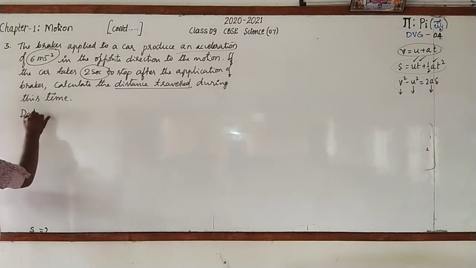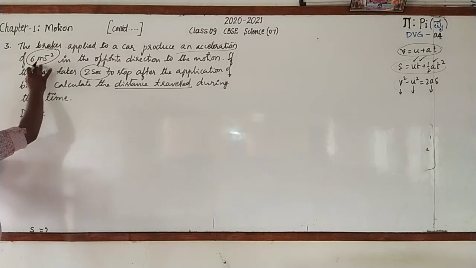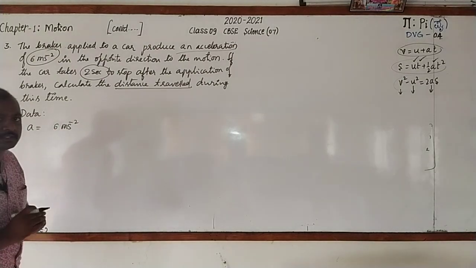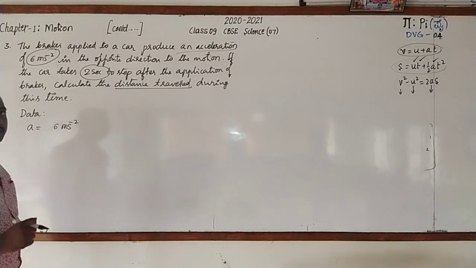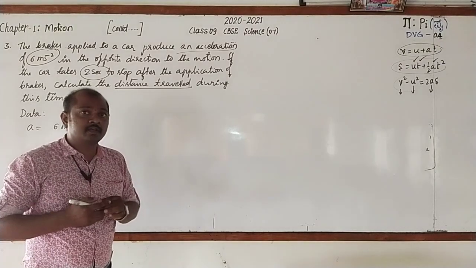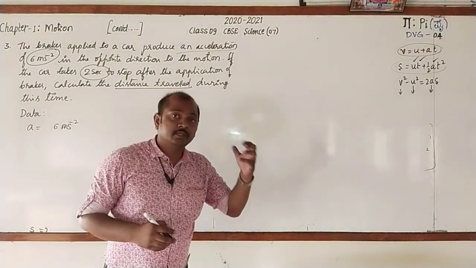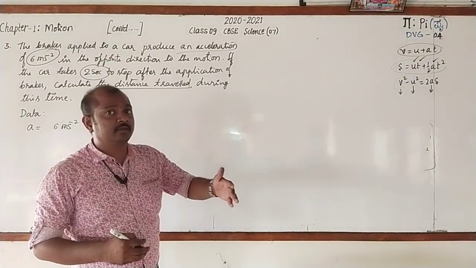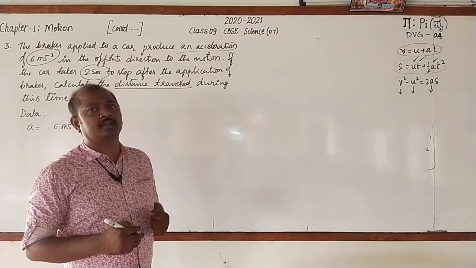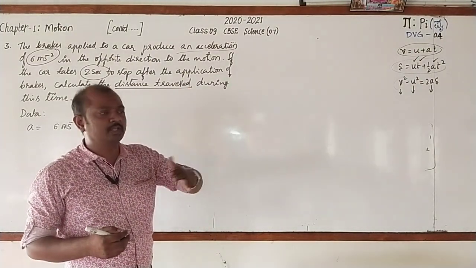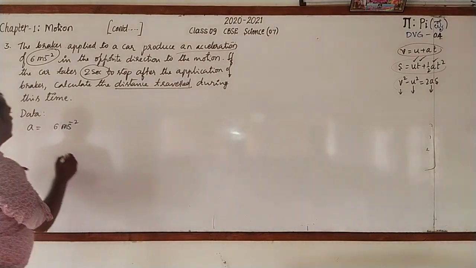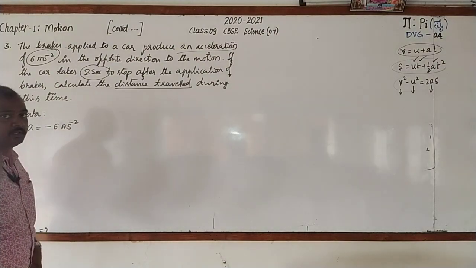Now, could you tell the data? Yes. What is 6 meter per second square? It is acceleration. A equal to 6 meter per second square. Can we write only this much? No. Do you know why? See that when the brakes are applied, does the car take positive acceleration or negative acceleration? Obviously, negative acceleration. It will slow down its speed, and finally it comes to rest. Is it not? Yes. Hence, we have to take minus 6 meter per second square.